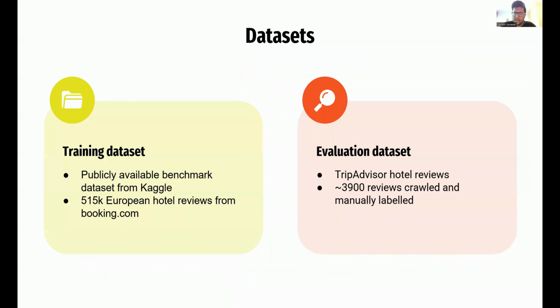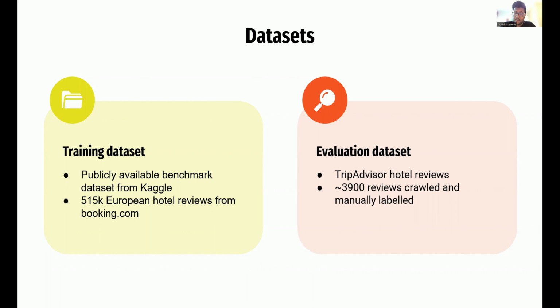Coming over to the crawling. For the training dataset, we made use of the public European hotel reviews on Booking.com from Kaggle. The dataset had a Kaggle usability score of 8.3, which is highly reputable. The dataset contains 515 case samples, which was enough for us to do our training.